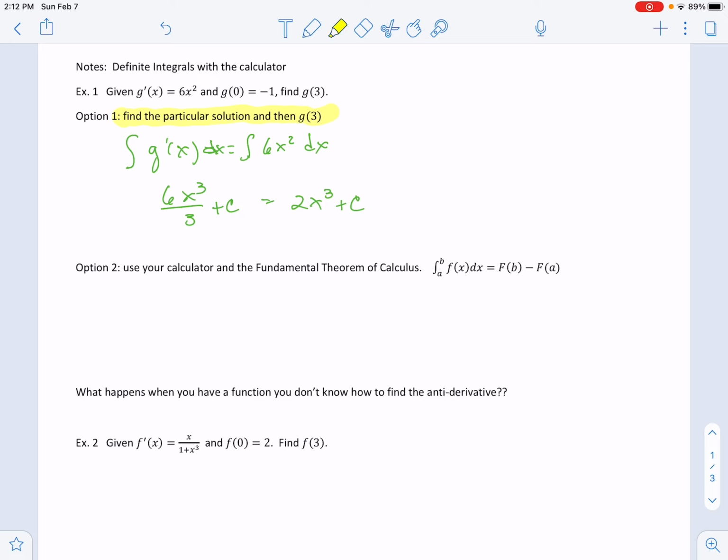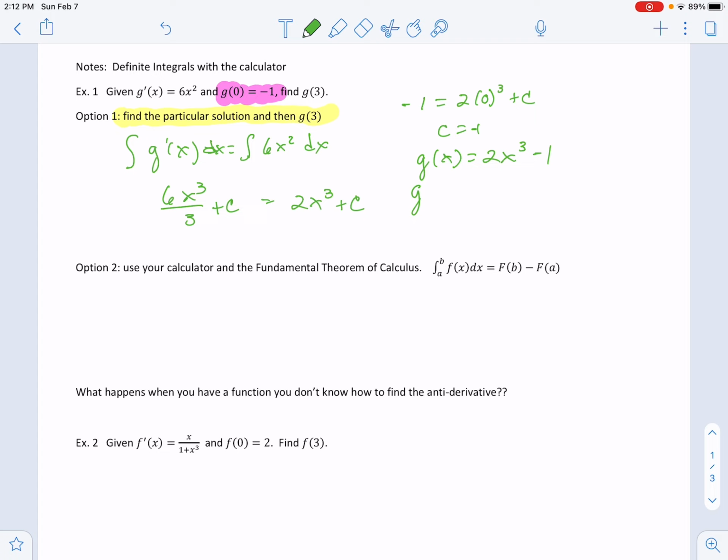Then I'm going to come up here and use my given information. And I know it equals 1 when x is equal to 0. So c is equal to negative 1. So I know g of x is now equal to 2x cubed minus 1. Sorry, that should be minus 1.